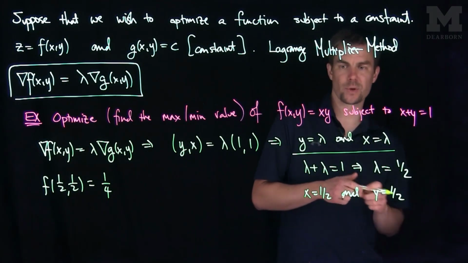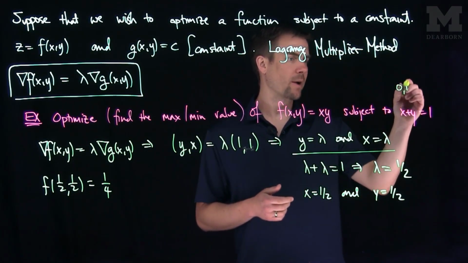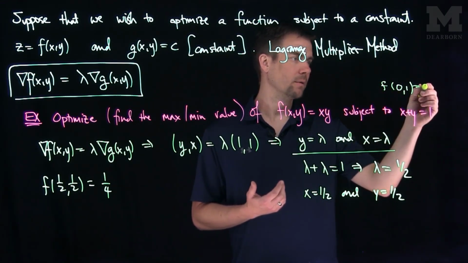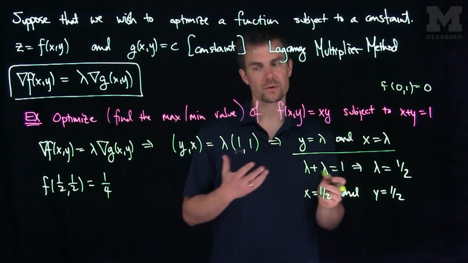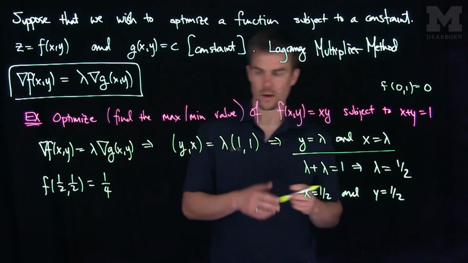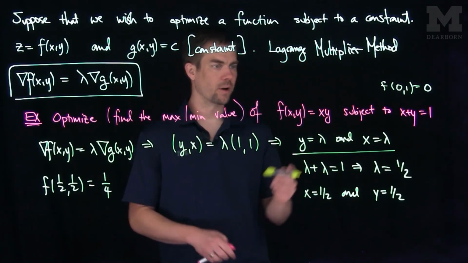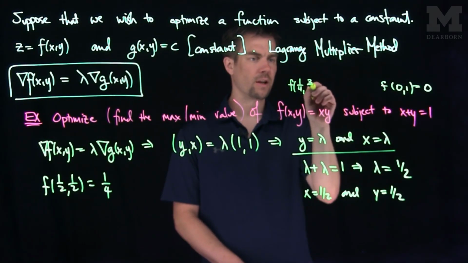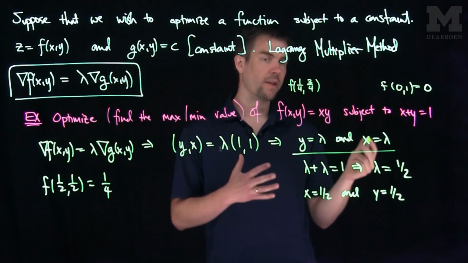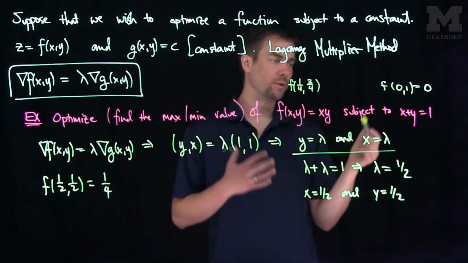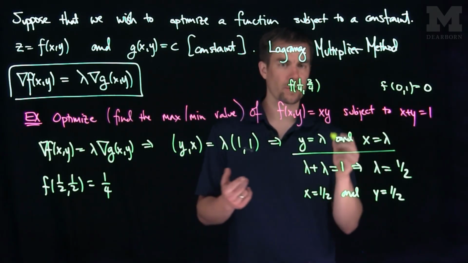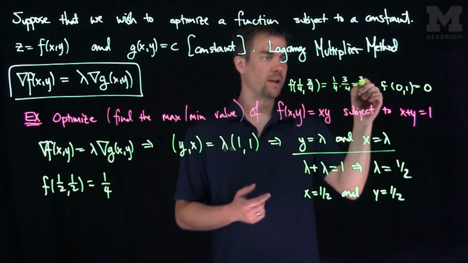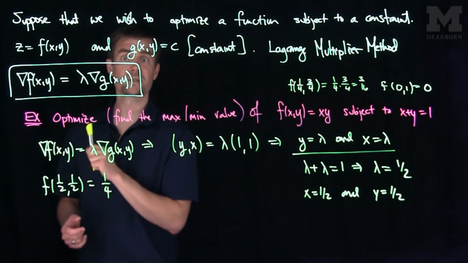Now let's think of some other values we could plug in. I could plug in x equals 0, y equals 1. What would that output for the function? That would output the value of 0. So that's clearly smaller than 1/4. If we plug in some other values, for example f of 1/4, 3/4, 1/4 plus 3/4 is equal to 1. Now when we plug it into the function, this is going to be 1/4 times 3/4. That's 3/16, and 3/16 is less than 1/4.